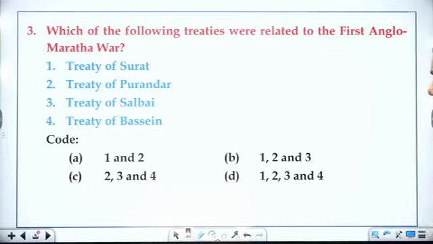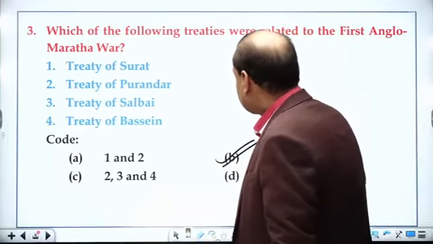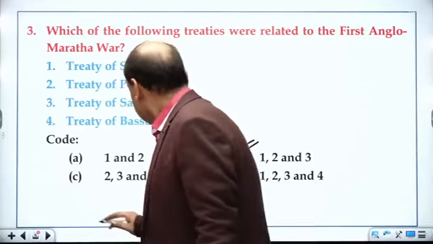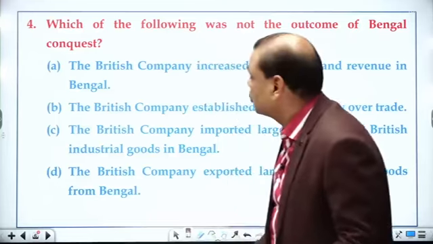Again B. B for Bombay. Yes, correct. Twice B is the correct answer. You are correct, my students.